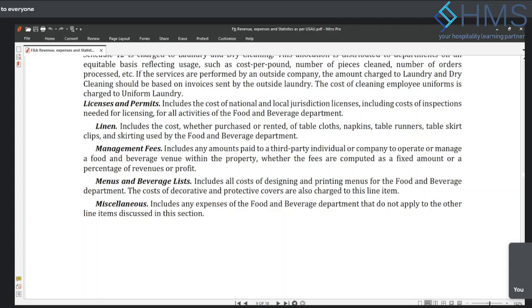Actually, it's the IT cost, the information technology cost. So we have another department called information technology. In that information technology, we have the F&B systems, room department system. So if it's only an application, then you will charge it to the information technology department, not to the menu and beverage list. So these menu and beverage lists are usually the printed menus.